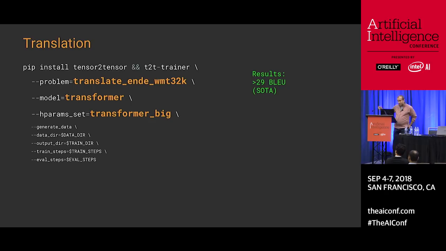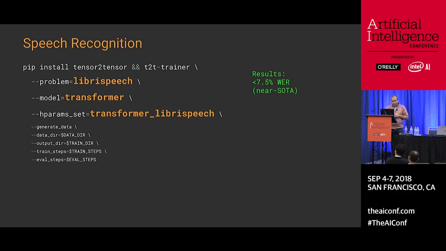Translation, as I said, it started with transformer. We added more changes. Nowadays, it trains to over 29 BLEU. It's a very good translation model. Just run this command on an 8 GPU machine, wait, you will get a really good translator. Speech recognition, there is the open LibriSpeech data set. Transformer model without any language model gets a really good word error rate.